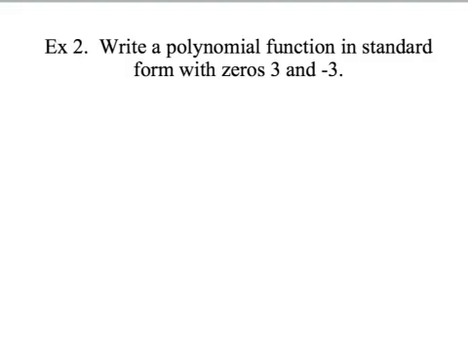Example 2 says write a function in standard form if I know that the zeros are 3 and negative 3. So think about that for a minute. That must mean that x equals positive 3 and x equals negative 3. How can I take those zeros and write them as factors? So instead of setting this equation equal to 3, I want to set it equal to 0. How about we move that 3 from the right-hand side to the left-hand side? So now I have x minus 3 equals 0. Or if I do the same thing over here, I'll get x plus 3 equals 0. These are my factors.